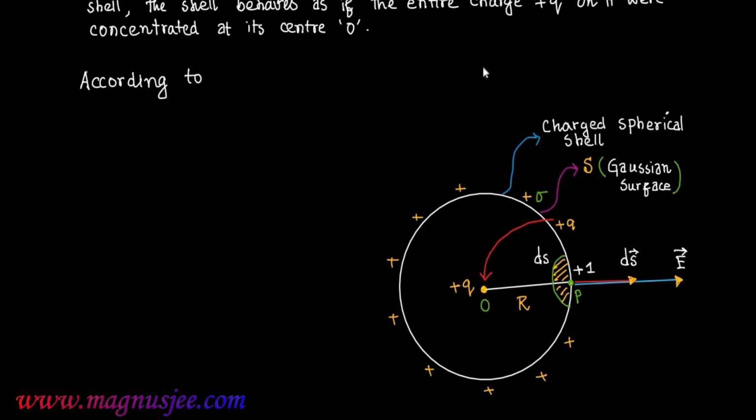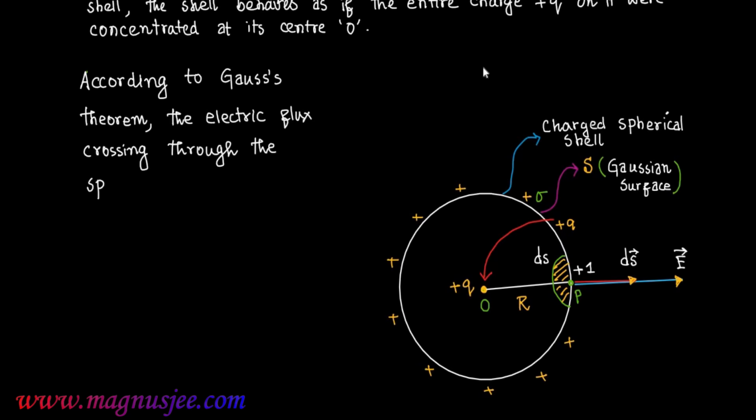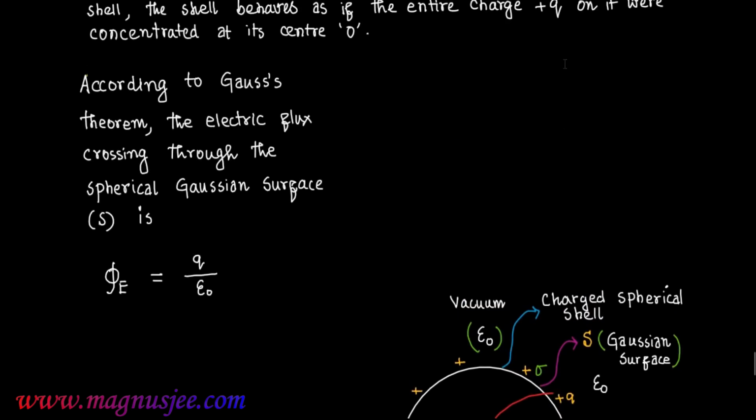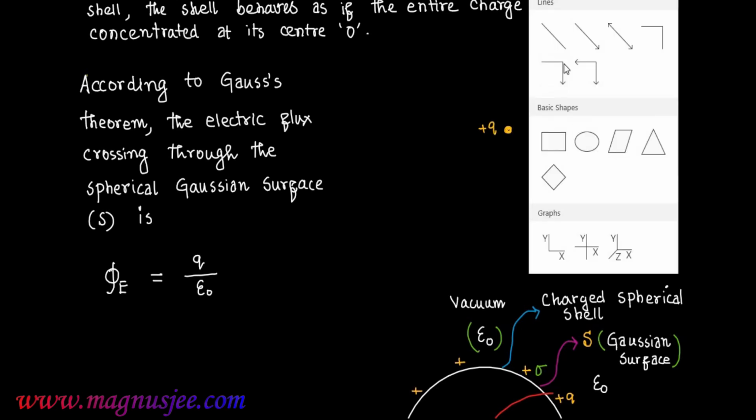According to Gauss theorem, the electric flux crossing through the spherical Gaussian surface S is given by phi E equal to Q by epsilon 0, where epsilon 0 is the permittivity of vacuum surrounding the spherical shell. So we get phi E equal to Q by epsilon 0.